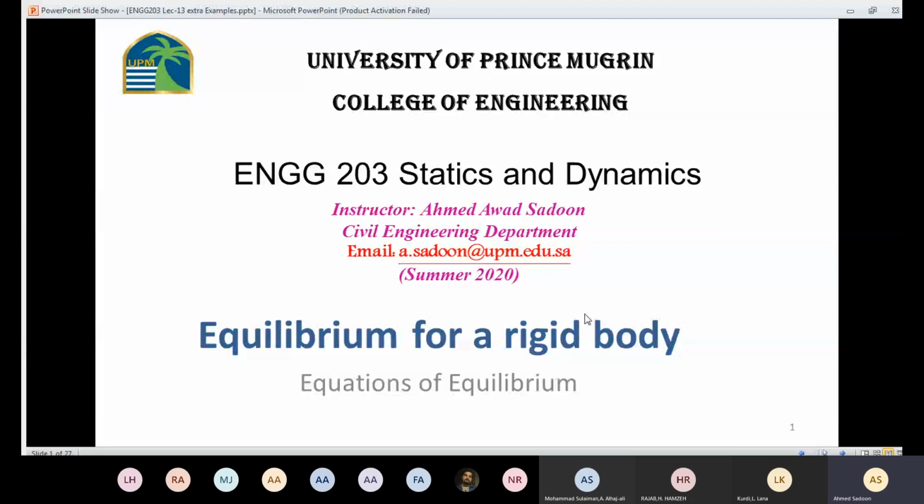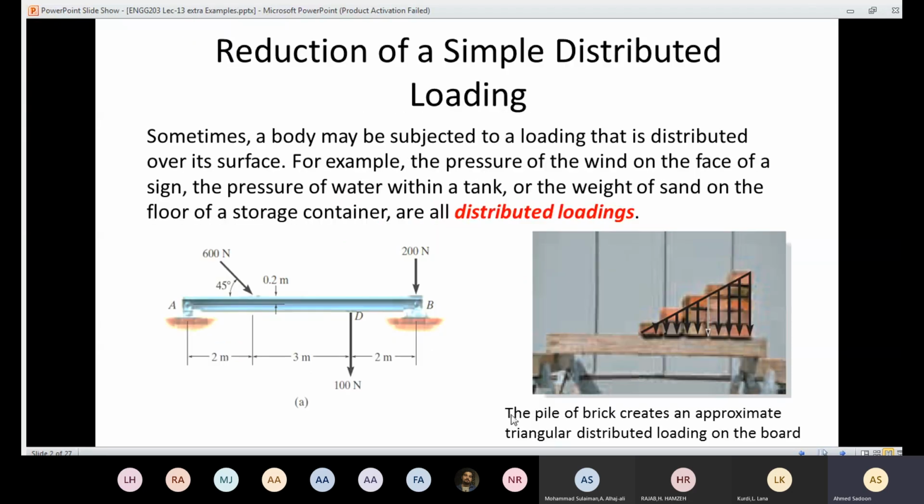So let's get started. Today we are going to elaborate more on how to solve 2D problems using the equations of equilibrium. Last time we managed to solve 2D problems using the equations of equilibrium, but all the forces were concentrated forces. So the forces were like that, concentrated forces.